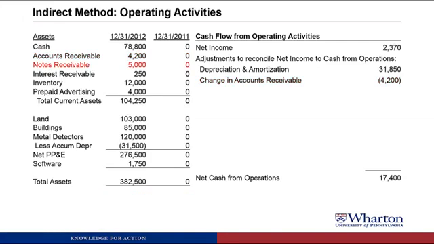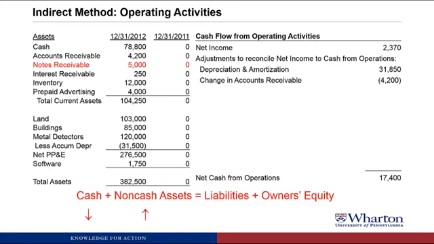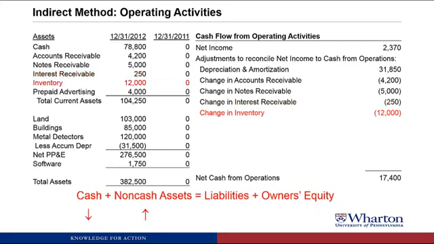Notes receivable went from 0 to $5,000, a non-cash asset going up. To stay in balance, we need to subtract that on the cash flow statement. So we subtract change in notes receivable of $5,000. Interest receivable went from 0 to $250. Non-cash asset going up, so we subtract it on the cash flow statement. Inventory went from 0 to $12,000. Non-cash asset going up, so we subtract it on the cash flow statement. Prepaid advertising went from 0 to $4,000. And again, non-cash asset going up, we subtract that on the cash flow statement.